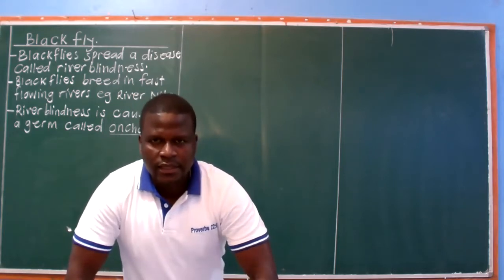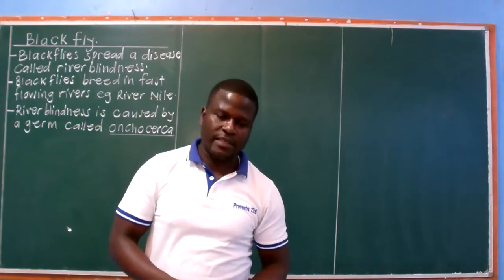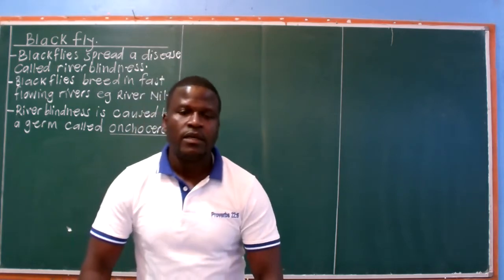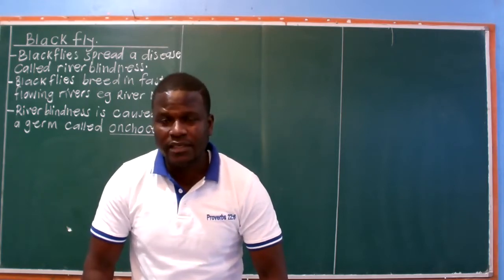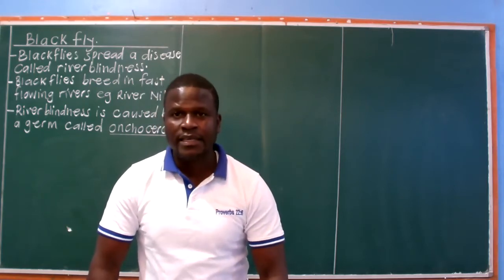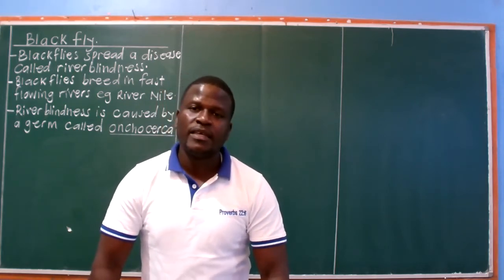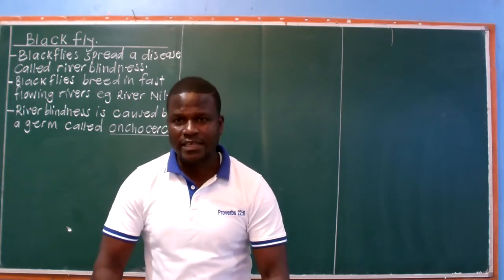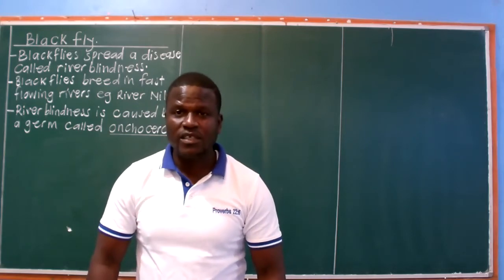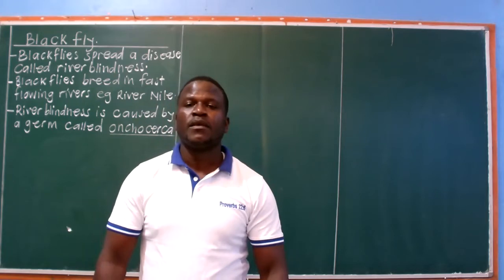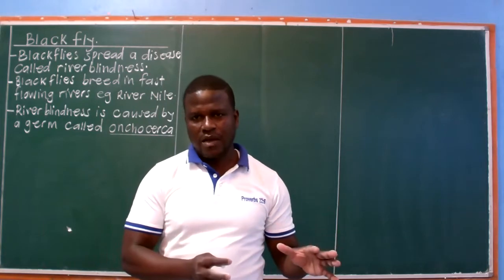And remember in our previous lesson, we were looking at vectors. And which vector did we look at? We looked at a vector called a housefly. We said houseflies undergo 4 stages of development. They lay eggs. Those eggs develop into larva, the ones we call maggots. Then the larva develop into pupa, then pupa into an adult housefly. And they spread diseases like dysentery, diarrhea, typhoid, and cholera. So that was about a housefly.